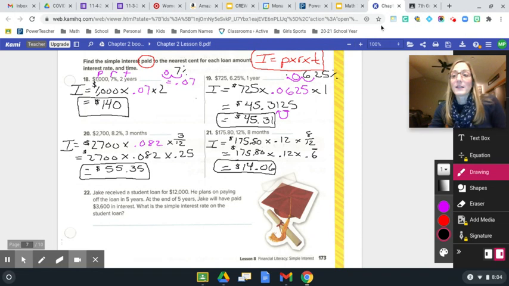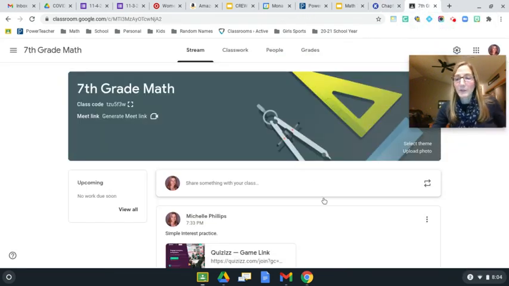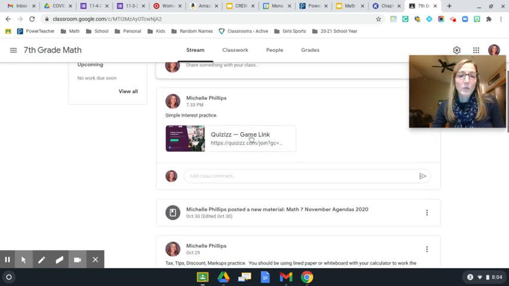Now, I said at the end of this lesson for today, you were going to do some practice with Quiz Is. And so let me bring up Google Classroom for 7th grade math. So you'll see I added one more, simple interest practice. So using that formula through some different story problems here. And then this has, I believe, 13 questions or so to practice.